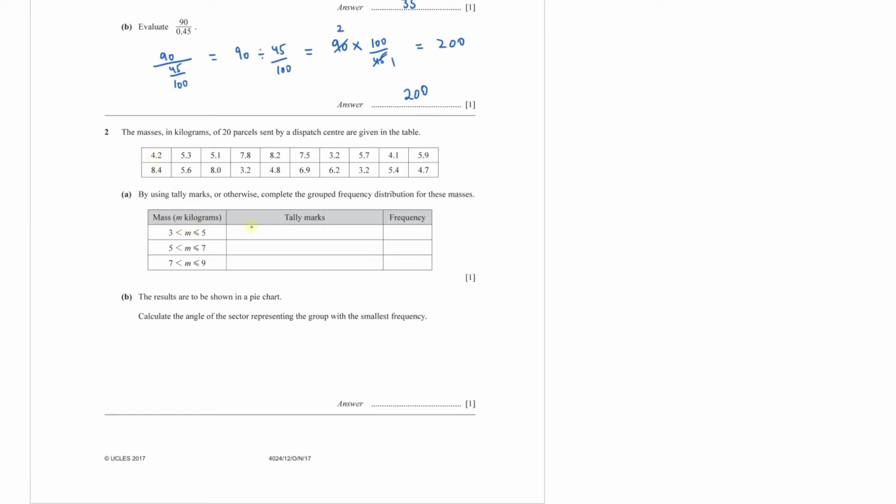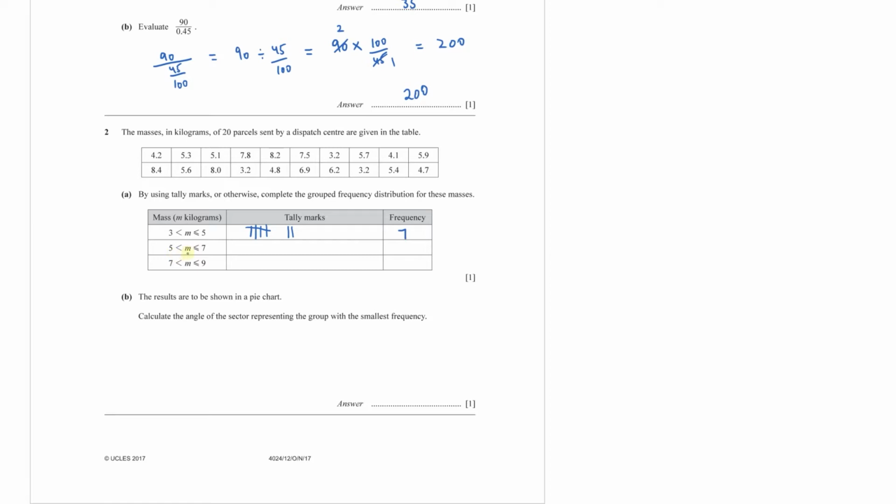So this is 4.2, so this is 1. This is greater than 5. I continue, the next one is this, so 2, and then this is also between 3 and 5, 3, and then this 3.2, and then this 4.8, and then this 3.2, and then this 4.7. So you have 1, 2, 3, 4, 5, 6, 7. 7 which are greater than 3 but less than or equal to 5.